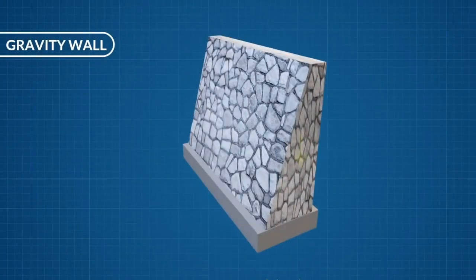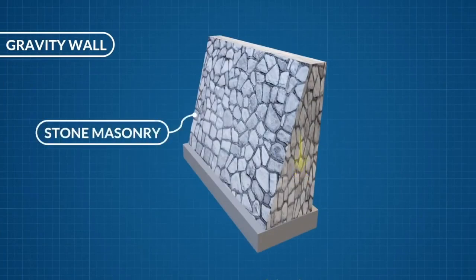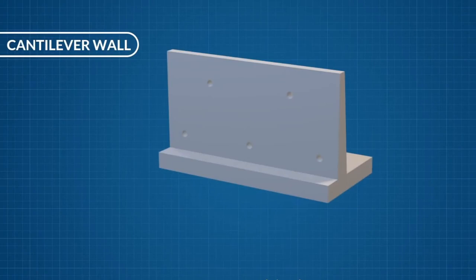Let's consider two of the most common types of retaining wall. Gravity walls resist earth pressure via the self-weight of the wall alone. Typically these walls are constructed from stone masonry. The second type of wall is the cantilever wall. This is the most common type of retaining wall. These walls are typically used up to a depth of 8 meters below ground level.